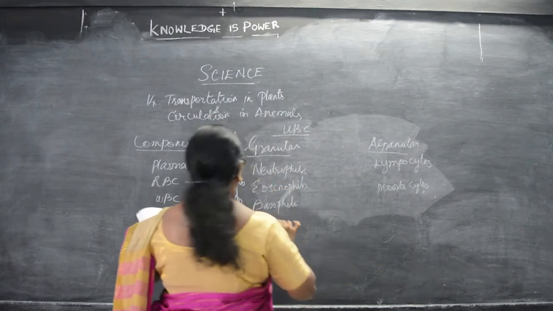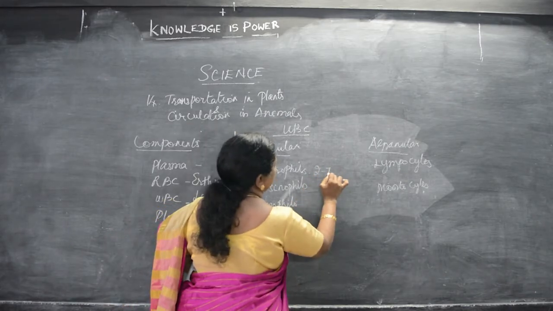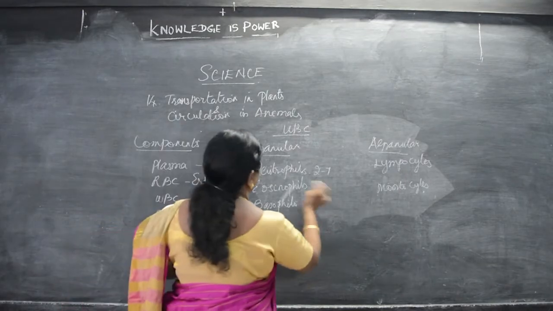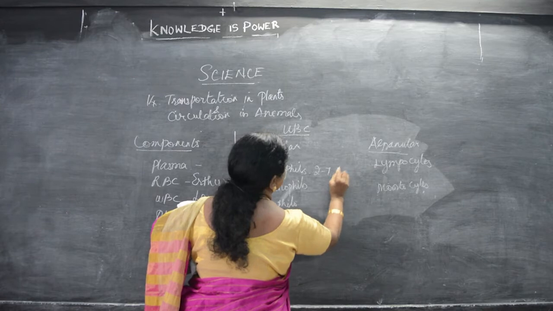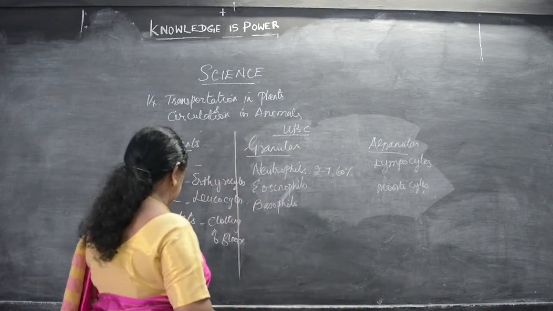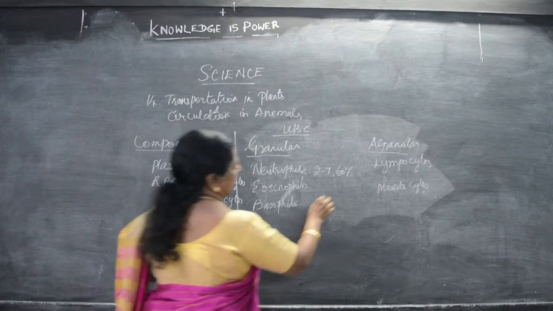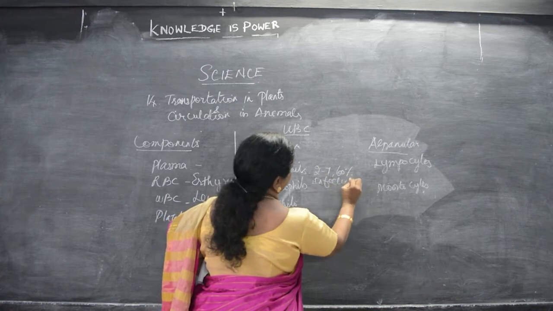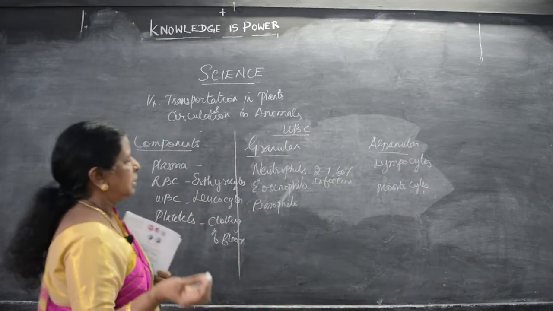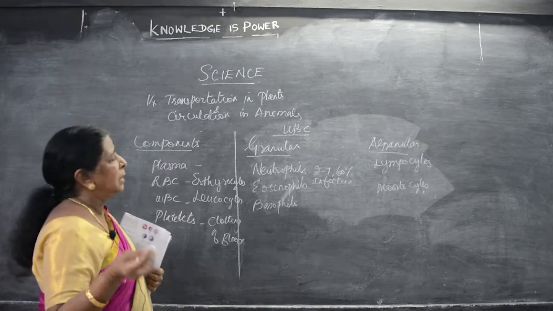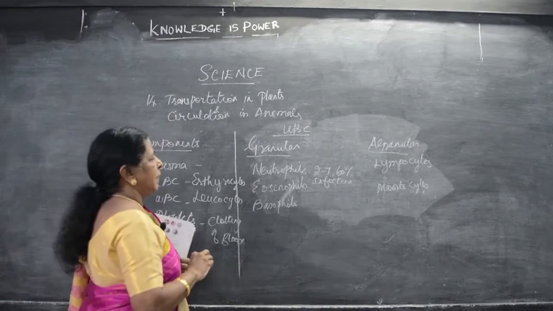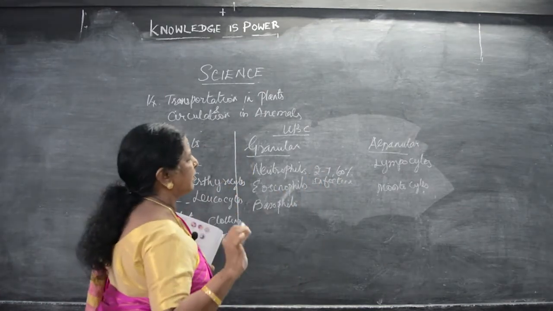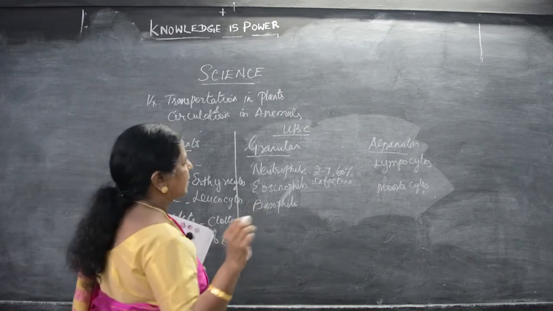This is neutrophil. There are 2 to 7 lobes in the nucleus of the cell. They cover 60% of the place. They help at the time of infection. When an infectious disease comes, the neutrophils help to protect us. So in every blood cell, there are 2 to 7 lobes. It occupies 60%.